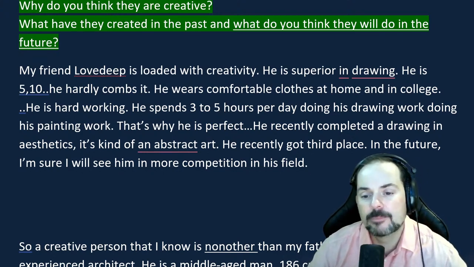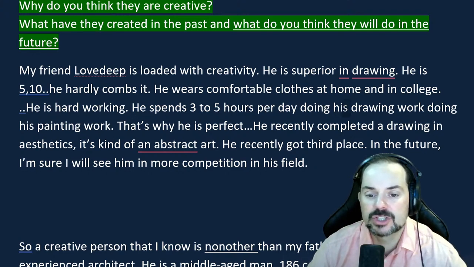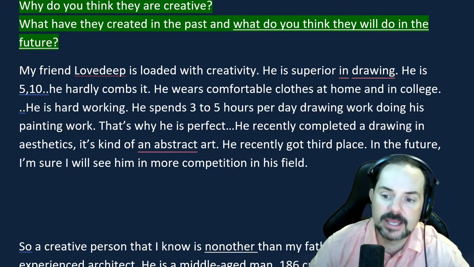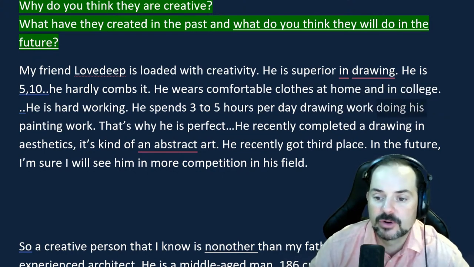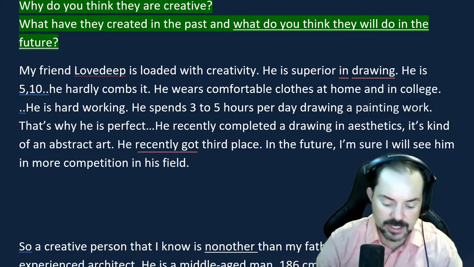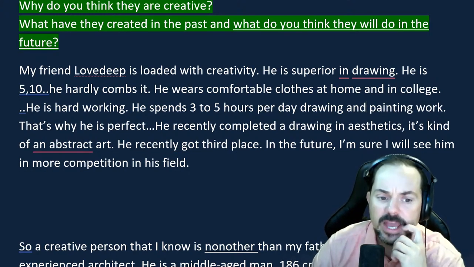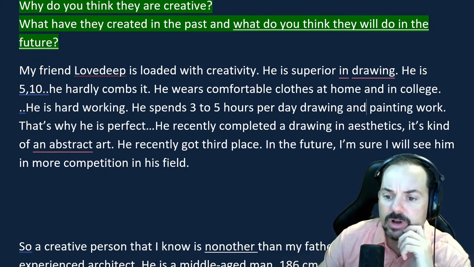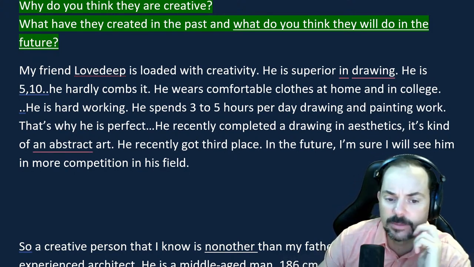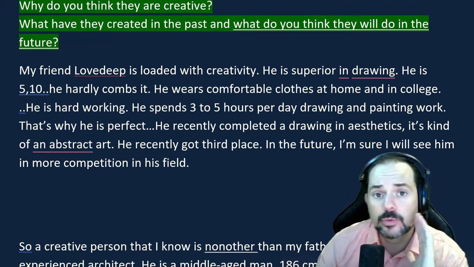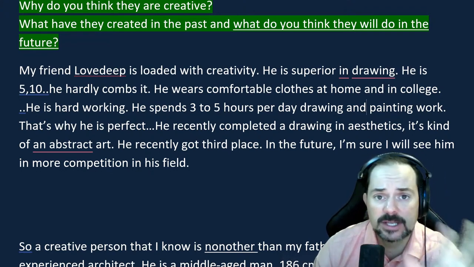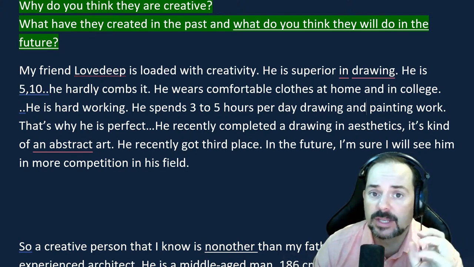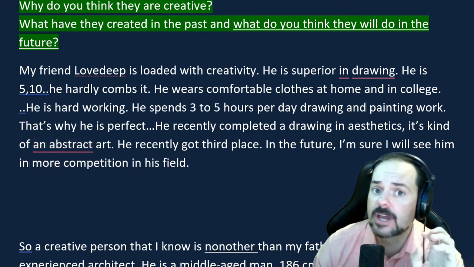That's okay. A more natural English, Baljit, is just 5 hours per day drawing and painting. So we wouldn't say doing painting. We would just say painting as the verb, right? So okay, drawing and painting. And then you said that's why he is perfect. He recently completed drawing in aesthetics. He's doing some kind of abstract art. Great vocabulary. Aesthetics means beauty. It's the science of beauty. It's connected with creativity.